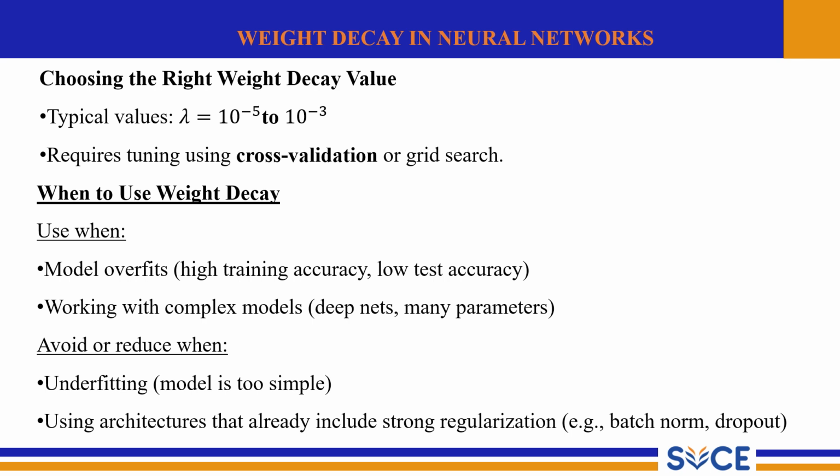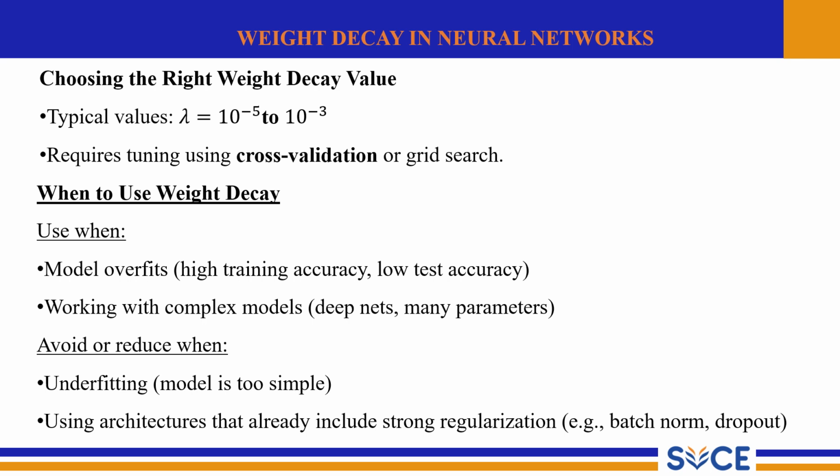So when to use weight decay? Now we understand how weight decay works. When do we use it? When your model is overfitting, meaning it achieves very high accuracy on the training set but performs poorly on the test set. Or when you are working with complex models such as deep neural networks with many parameters, where the risk of memorizing noise is high.